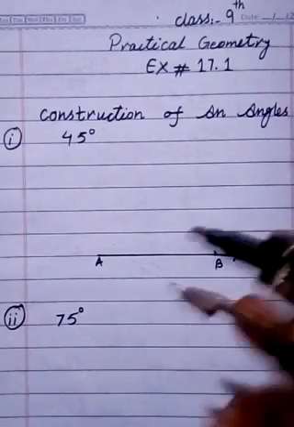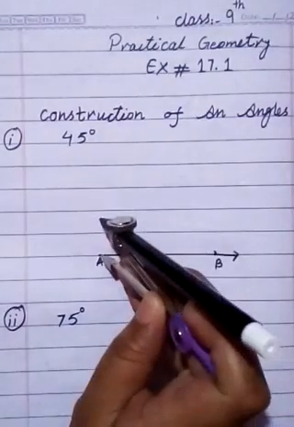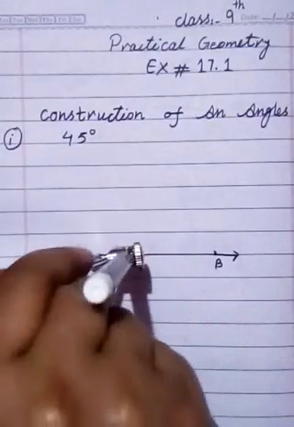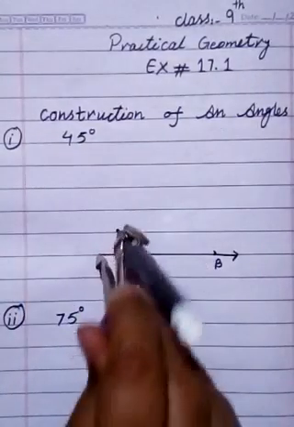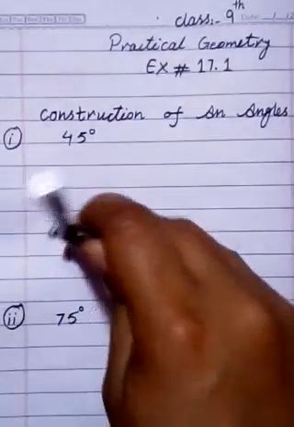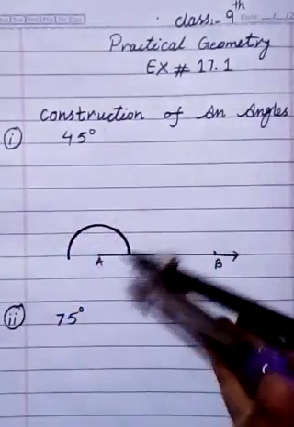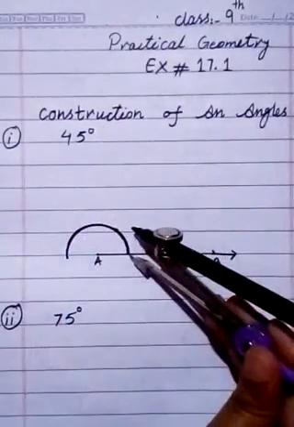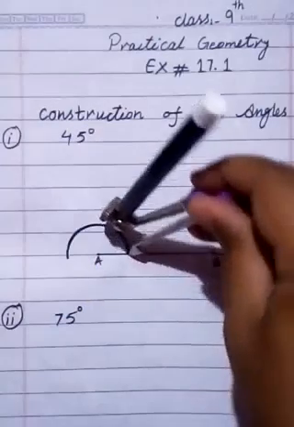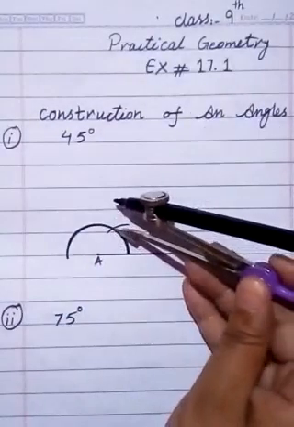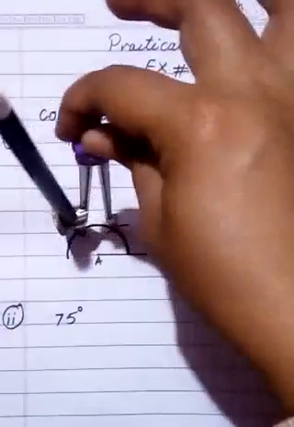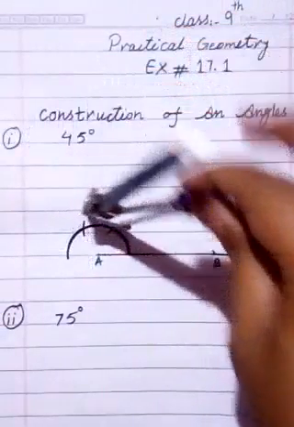So you have to open the compass with a suitable radius. You have to draw a semicircle here like this. Now the same radius you have to apply here, that is 0 degrees. Put the compass at 0 and draw the first arc, that is the angle equal to 60 degrees. Now put the compass at 60 degrees and draw the second arc. The second arc equals 120 degrees.